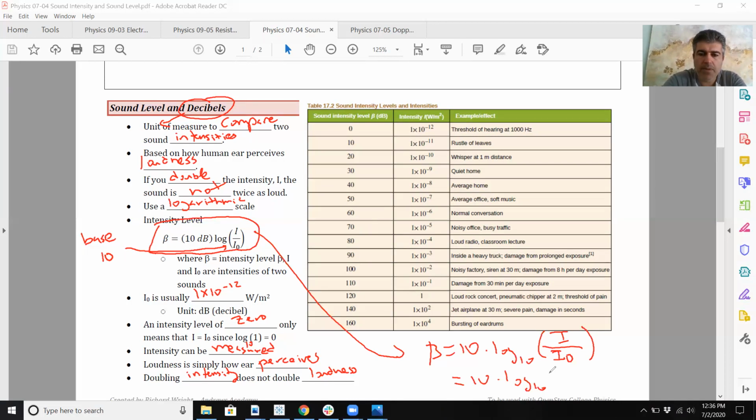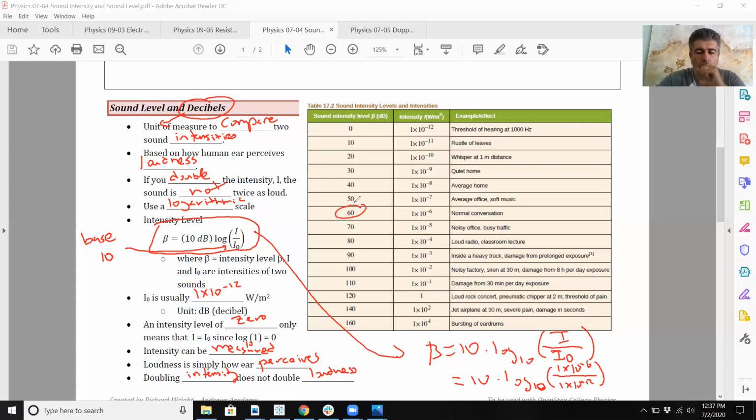And if I0 is 1 times 10 to the negative 12, and say you're talking about normal conversation, 1 times 10 to the negative 6, if you were to work all that out, you would get 60 decibels.